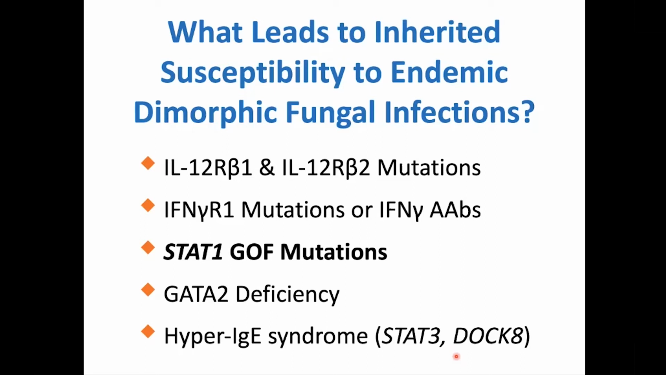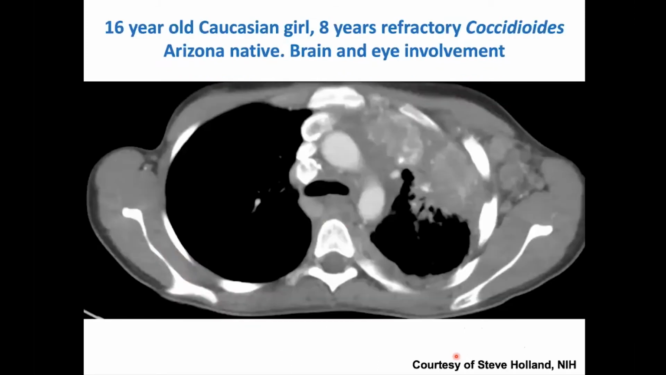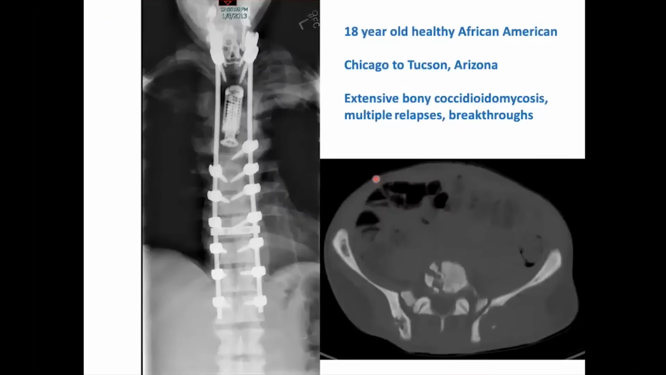But these patients also develop severe infections with these endemic fungi, and these are 2 examples of patients who had severe disseminated coccidioidomycosis, again with horrible infections, as you see here. This is another example with significant bony involvement and multiple breakthroughs. And many of these patients, as you can see here, develop devastating bone involvement, and many do not survive.